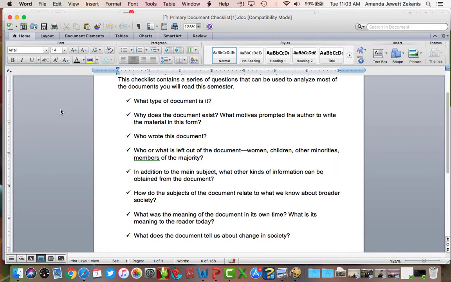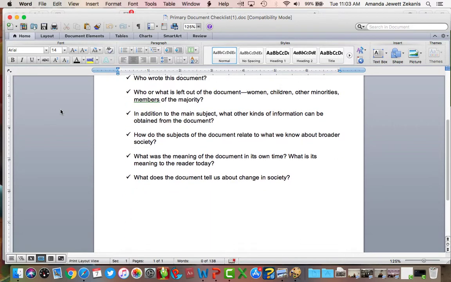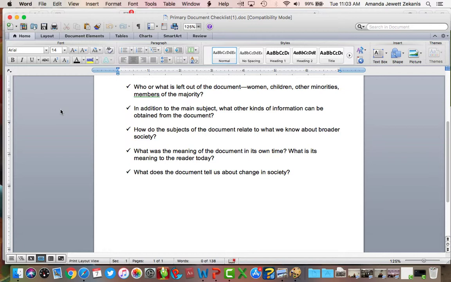That's going to tell you maybe about some of the motives, some of the reasons why it's being written, who it's being written for, why does it exist, who wrote it, who's missing. If it's a document, if it's a letter, to someone's husband and there are no children in it, what does that say? Maybe about their priorities or their life or their family structure at that time.